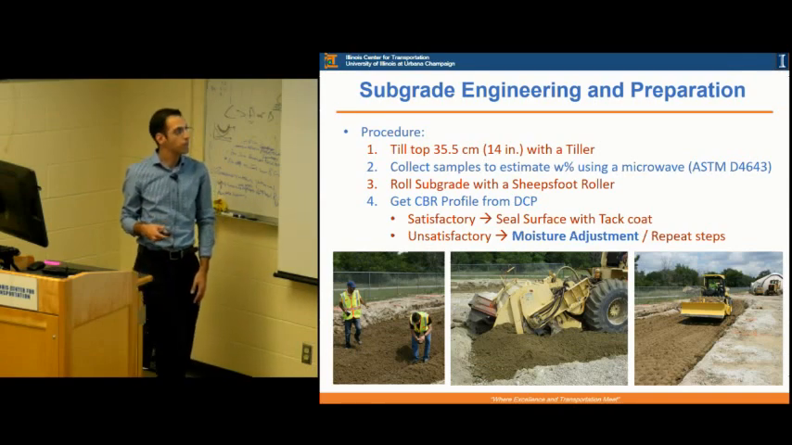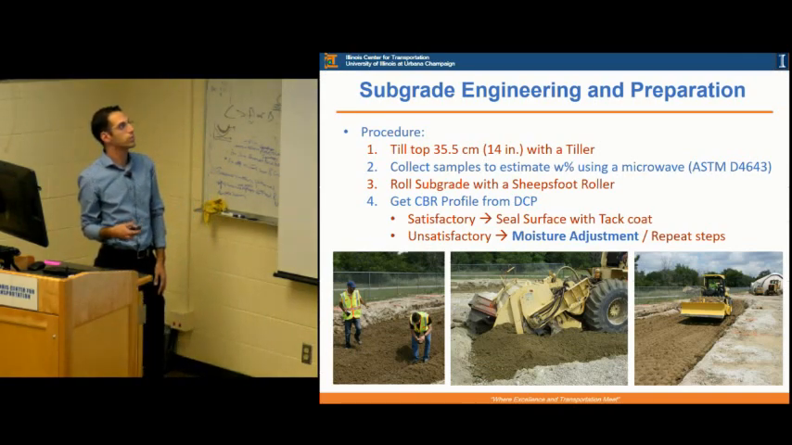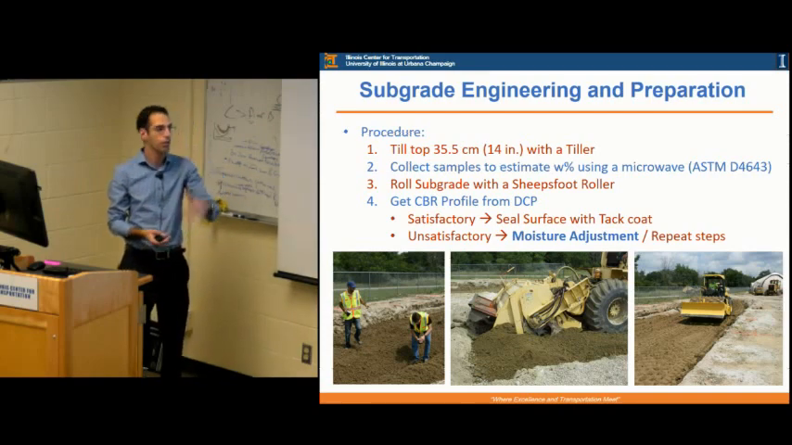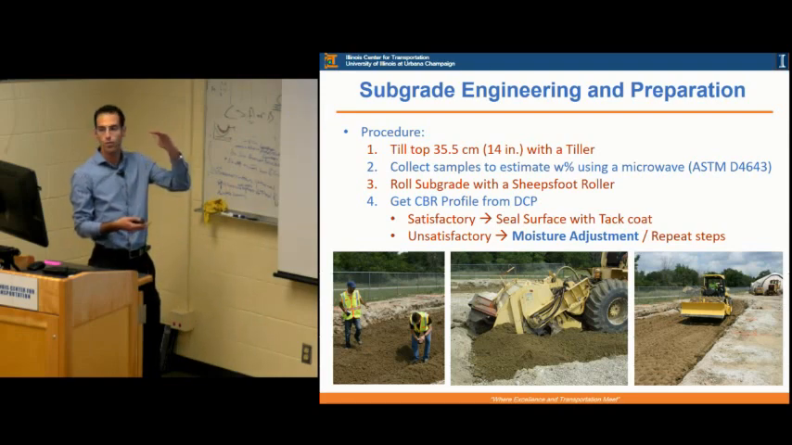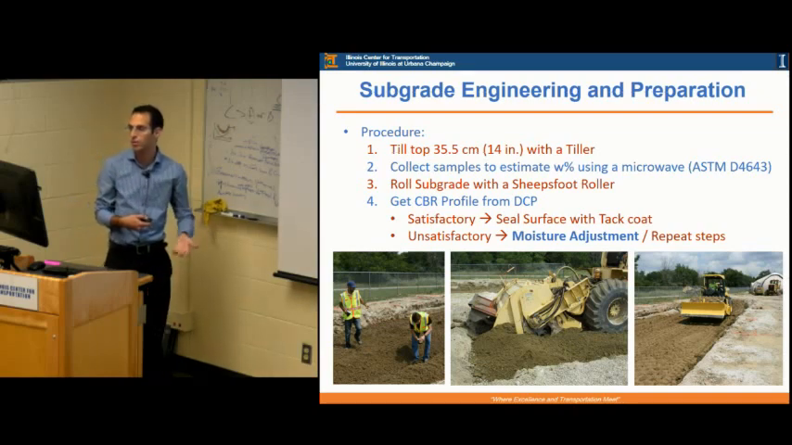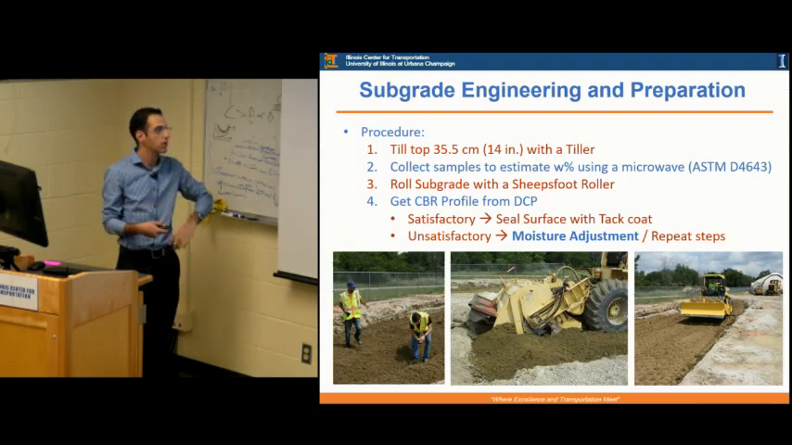Just a brief explanation of the subgrade preparation procedure. So we start with initial wetting of the subgrade if we need it to go below what we have right now. And then we till the top 14 inches of the subgrade with a tiller to make sure that the water is uniformly mixed and that we get a uniform subgrade profile across the depth of the soil. We don't get a weak CBR on top and then a regular CBR on the bottom. So we had to do that. And then we had to collect the samples to estimate the moisture content. And we were using the microwave method because we had to do it fast for the construction to proceed fast.